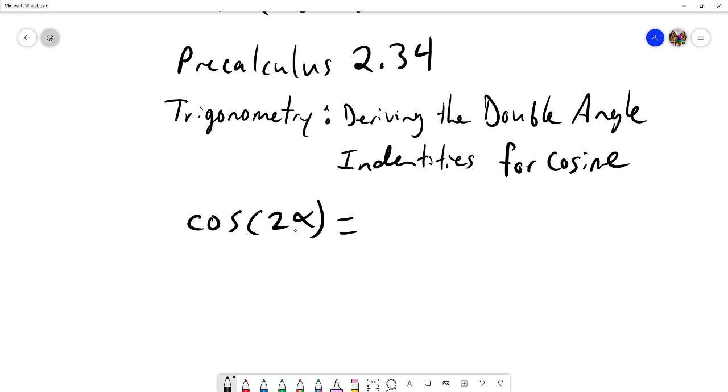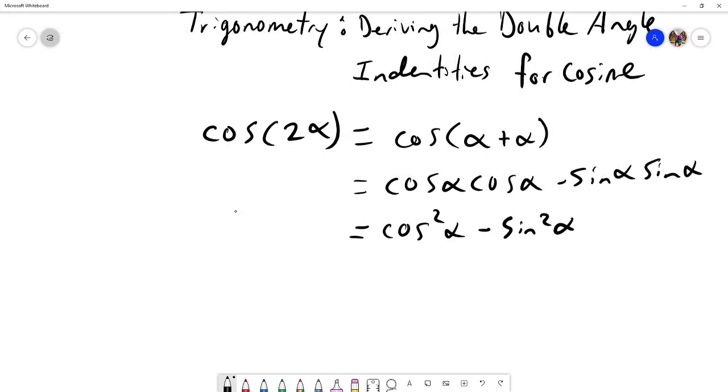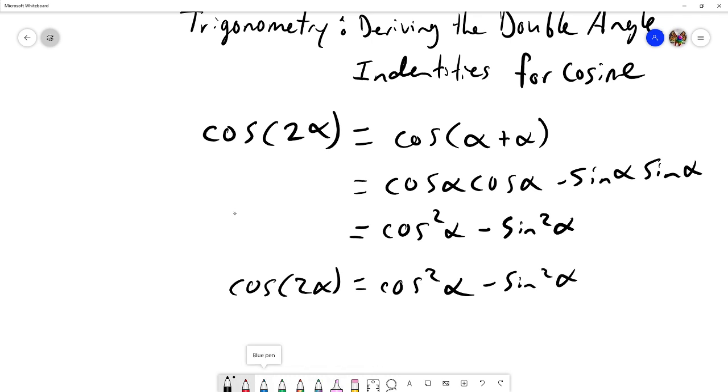So, we know that cosine 2 alpha is equal to cosine of alpha plus alpha, and then we can do what we did last time, just apply the addition identity for cosine. So, setting that up, we get cosine alpha cosine alpha minus sine alpha sine alpha, which is equal to cosine squared alpha minus sine squared alpha. Cool. So that is our first identity. Cosine of 2 alpha is equal to cosine squared alpha minus sine squared alpha.